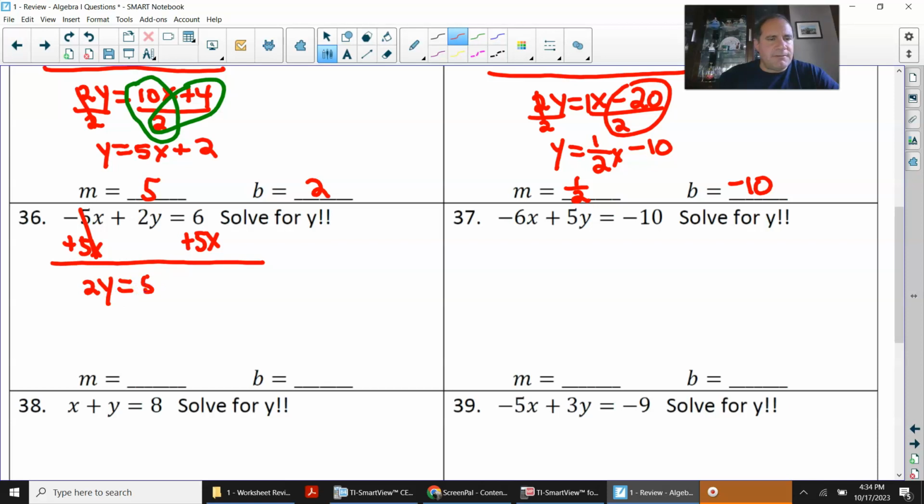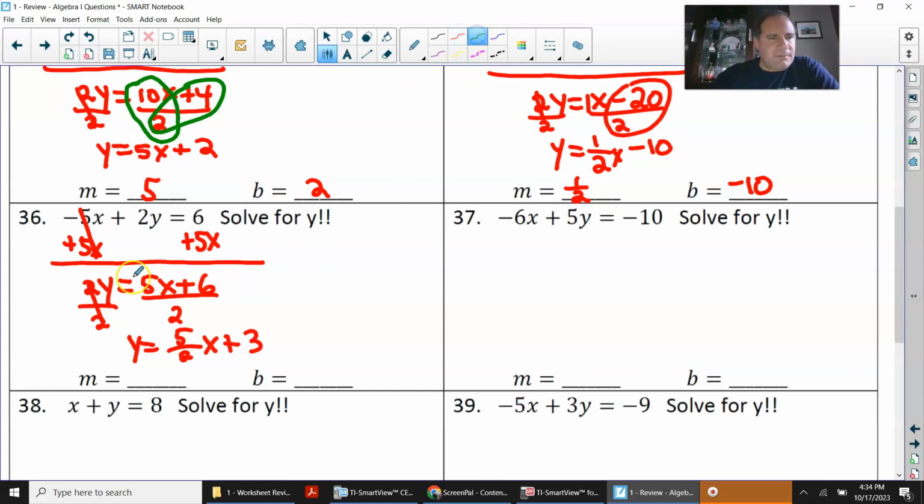And then I'm going to put the 5x plus 6. By adding the 5x, it cancels on the left side and then goes to the right side. You divide by 2, divide by 2, y equals, this is 5/2x plus 6/2. 6/2 is 3.